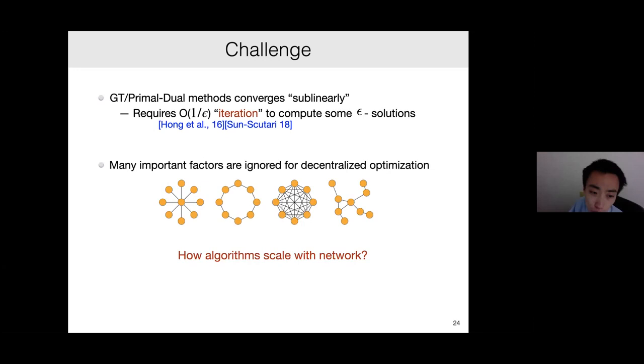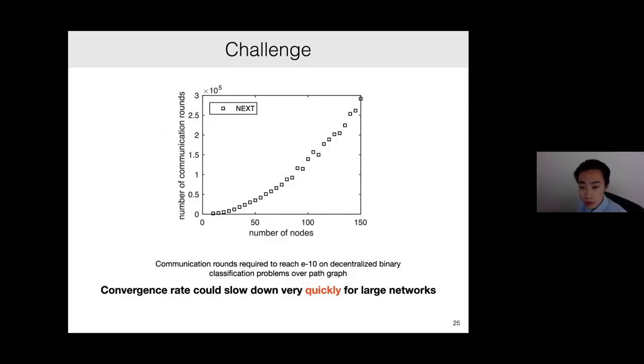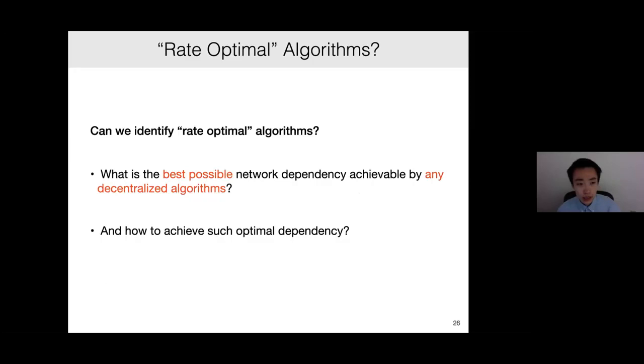For example, with a very simple simulation, you can show that as the number of nodes, the number of agents, increases, like from 0 to 100, 150, you will see the total number of iterations required to reach a certain accuracy increases exponentially. That means the convergence rate could slow down very quickly for large networks, but that is not shown in the 1/epsilon convergence rate. Then a natural question is, can we identify some rate-optimal algorithm that shows what is the best possible network dependency achievable by any decentralized algorithm, and how to achieve such optimal dependencies?